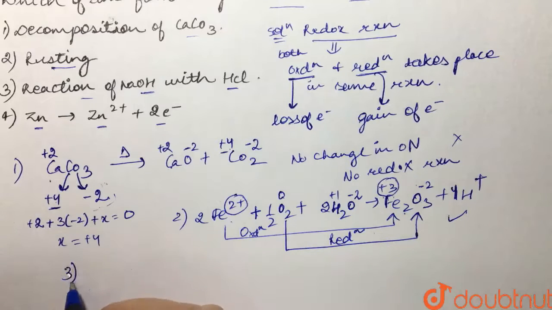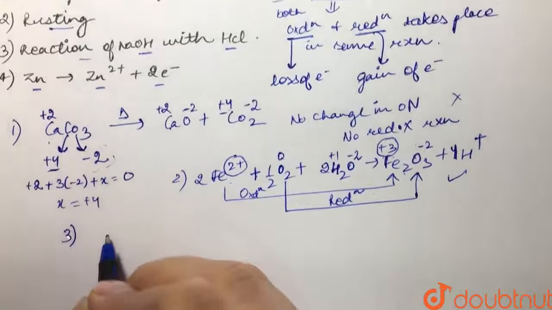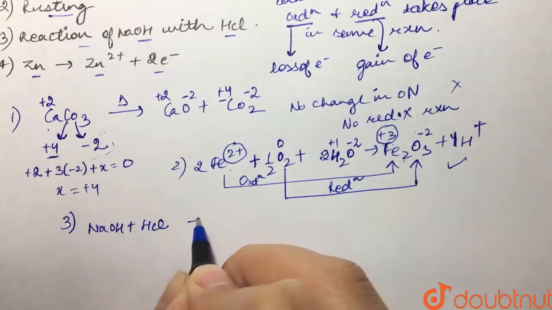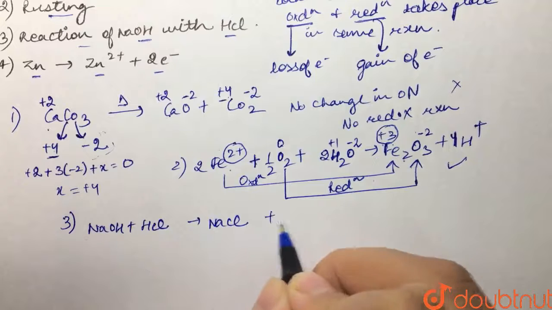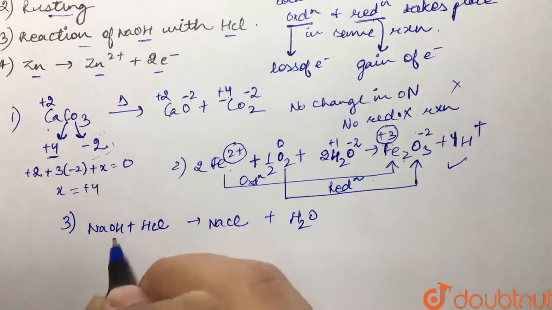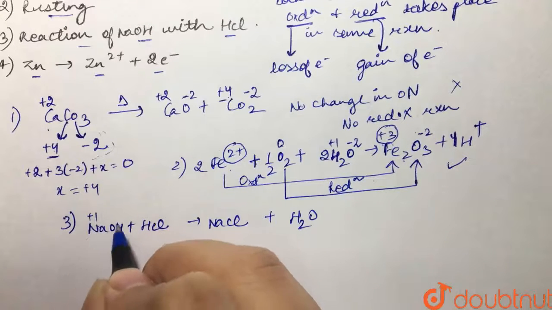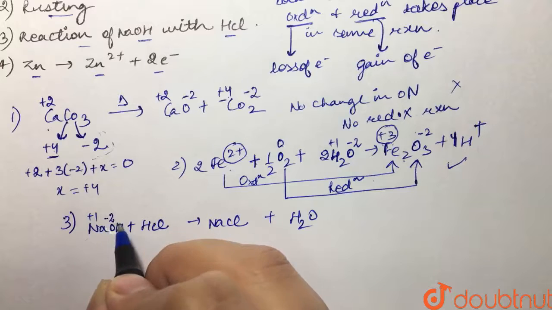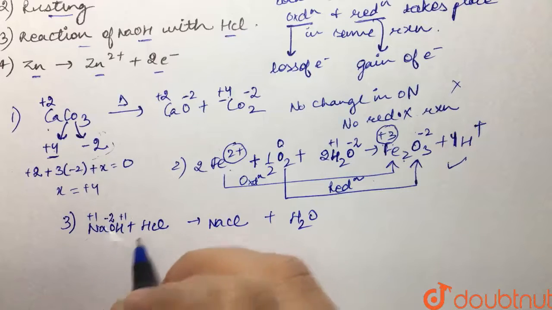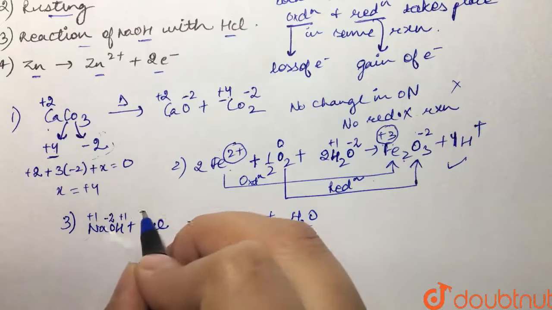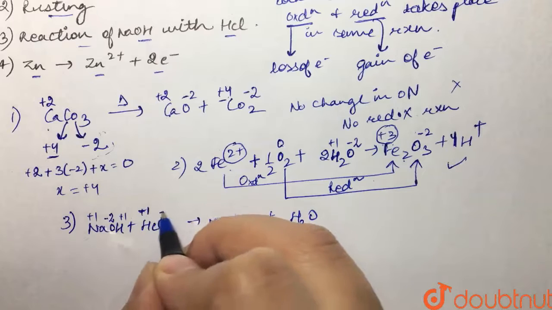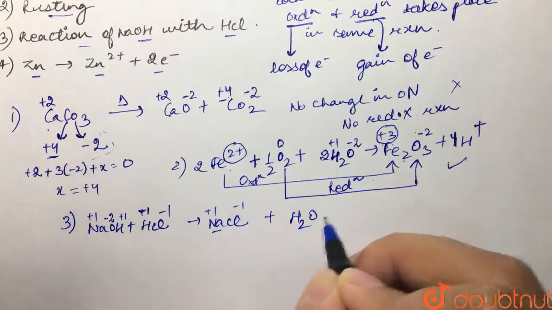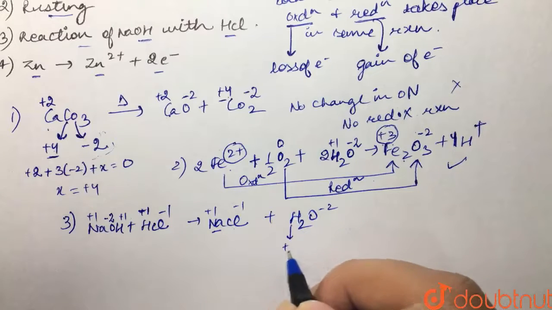Then if we talk about the third, reaction of NaOH with HCl. NaOH, when it reacts with HCl, forms NaCl and water. In this case, sodium is +1, OH negative is -1. Individually oxygen would have -2 and hydrogen would have +1 oxidation number. Then in case of HCl, H is present as +1, chlorine is present as -1. Sodium again +1, chlorine -1. In case of water, oxygen would be -2 and hydrogen +1.